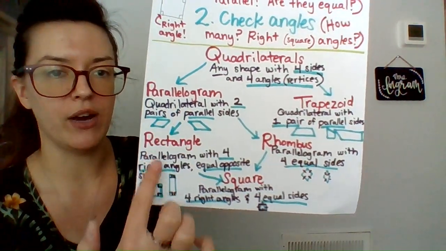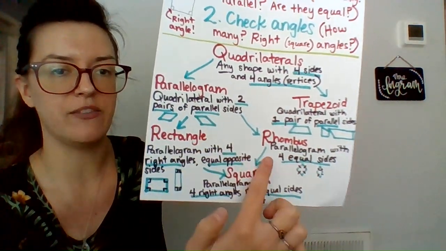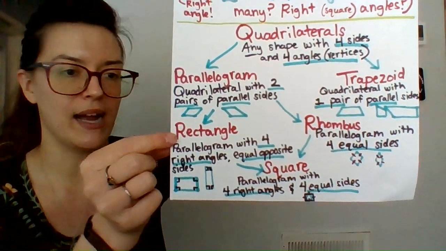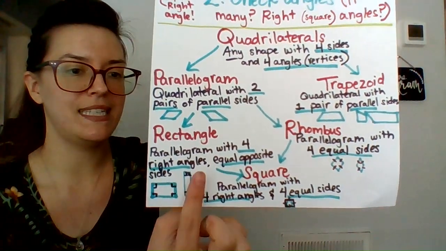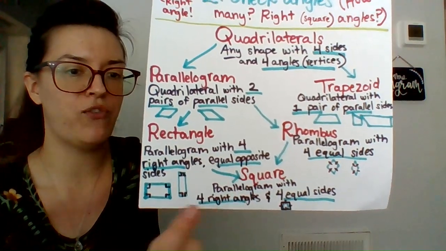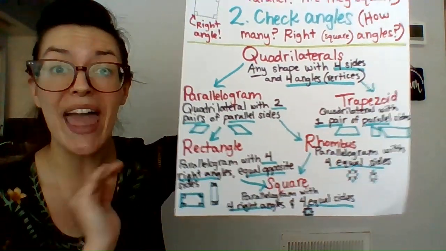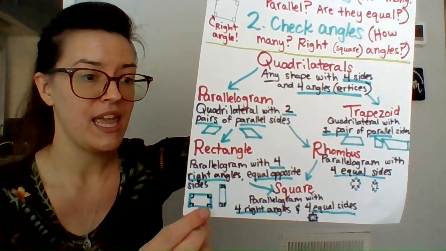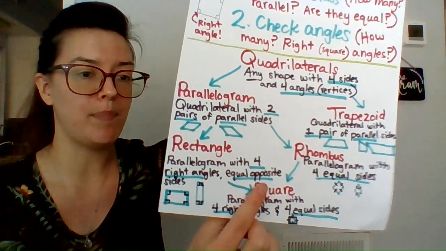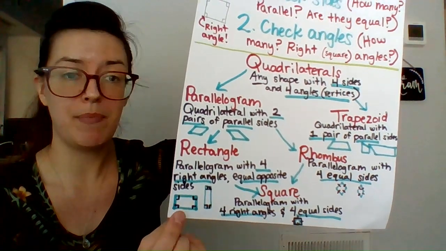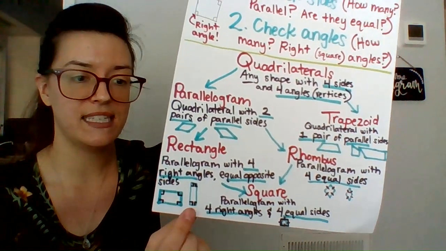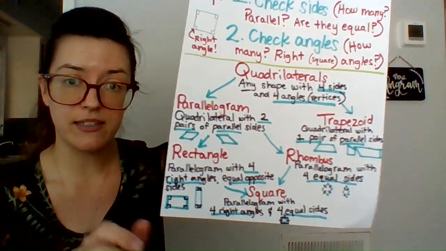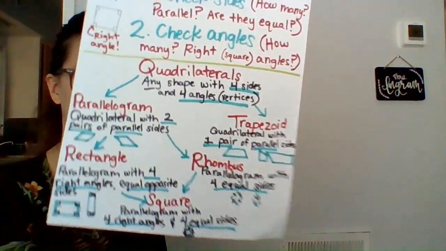Breaking off of parallelograms, though, we have 2 special kinds of parallelograms that we're going to talk about first. Let's focus here on the rectangle. Remember, rectangles are parallelograms that have 4 right angles. So every rectangle has to have 4 right angles. They also have equal opposite sides. That means the top and the bottom are the same length, and the sides are the same length. So every rectangle has 4 right angles and equal opposite sides.